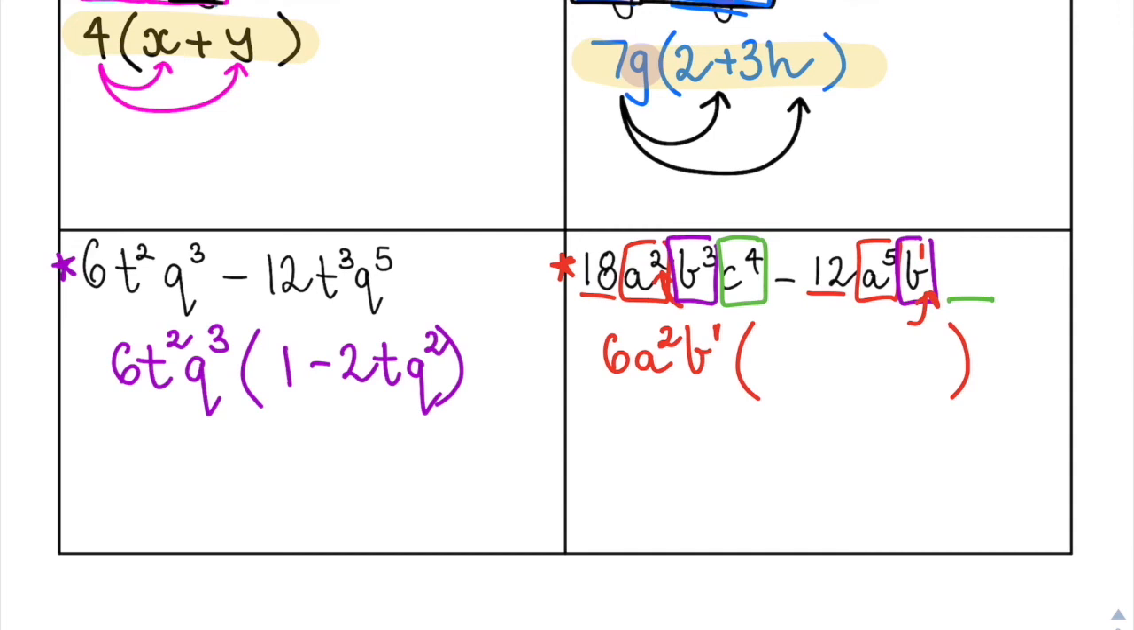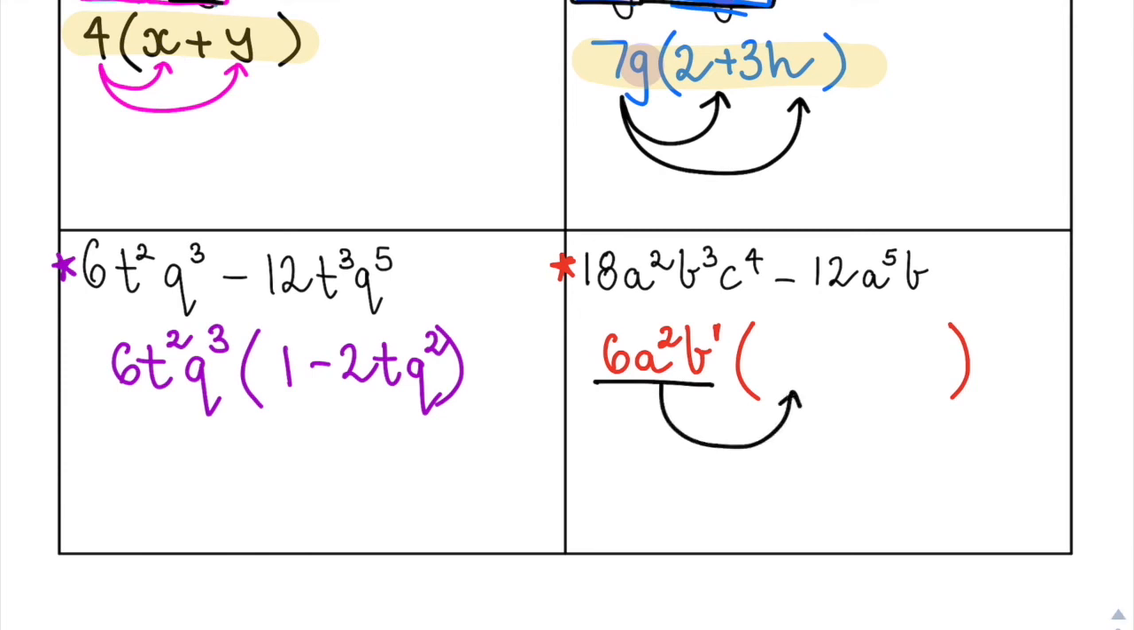Let me just get rid of these boxes. Now we can ask ourselves, 6a squared b to the power of 1 multiplied by what will give us this first term here? Well, 6 times 3 will give us the 18. We already have an a squared out the front, so I don't need to pop any a's out the front of the parentheses right now. On to the b's. Well, we need b to the power of 3. We only have b to the power of 1 outside the parentheses at the moment, so we need another 2. So let's make that b squared.